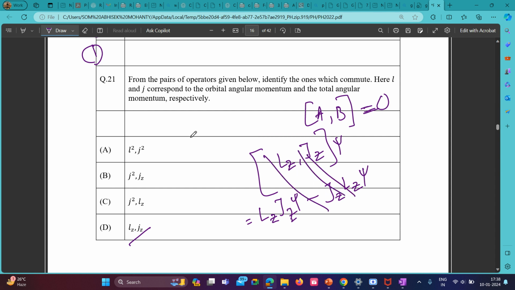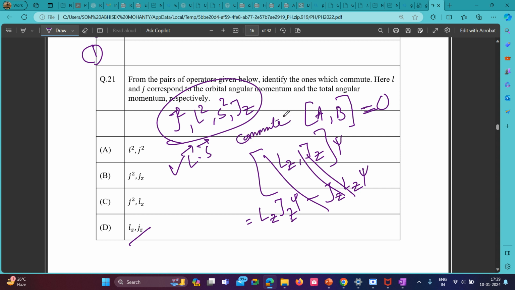Anyway, let me see. I'll tell you a concept. J square, L square, S square, and JZ all commute with L dot S. But what don't they commute with? They don't commute with LZ.